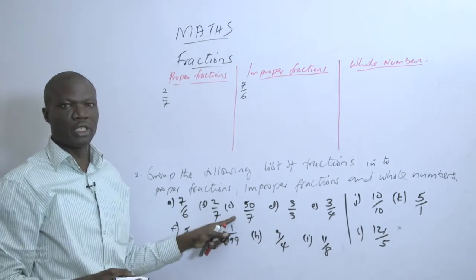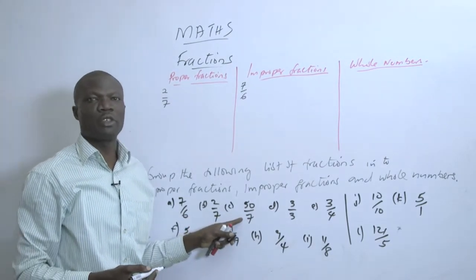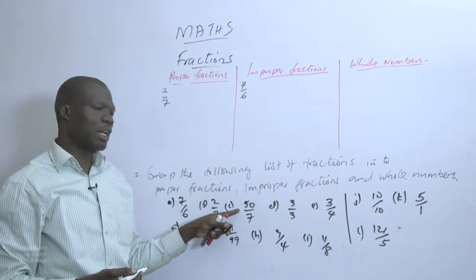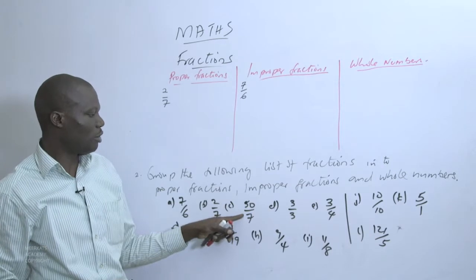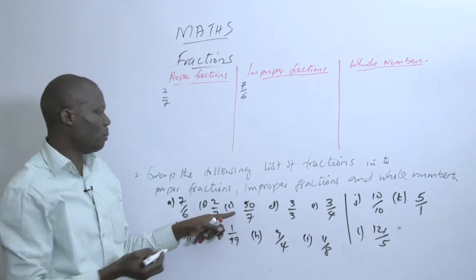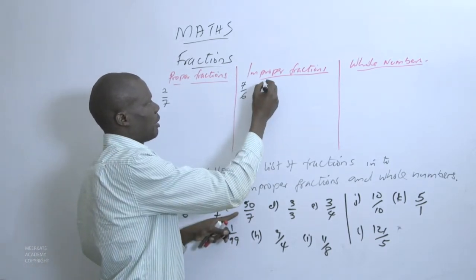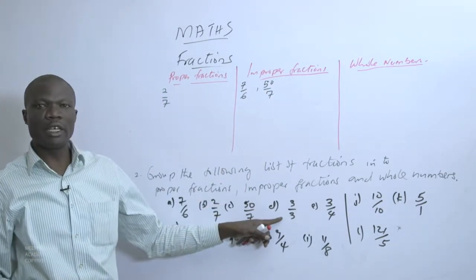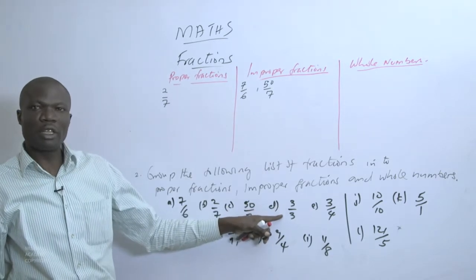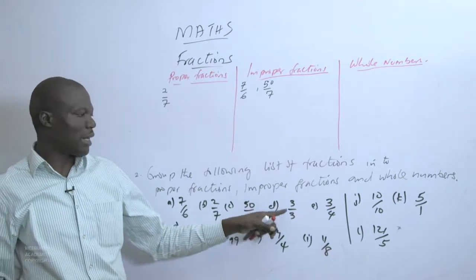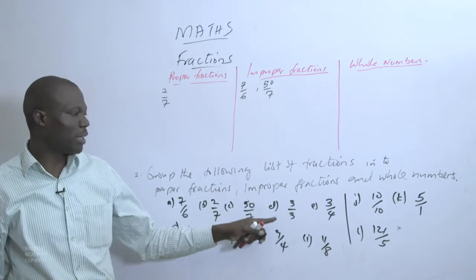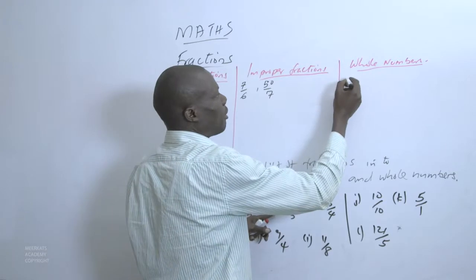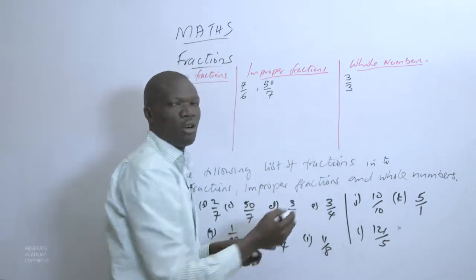C is 50 over 7. 50 is larger than 7. And when you simplify, it cannot actually divide 50 evenly. Therefore, 50 over 7 is improper. So we have the second one here, 50 over 7. D is 3 over 3. 3 over 3, they are the same. They are equal. When you simplify 3 by 3, you find that it's 1 over 1, which is 1. So we shall say 3 over 3 is a whole number.